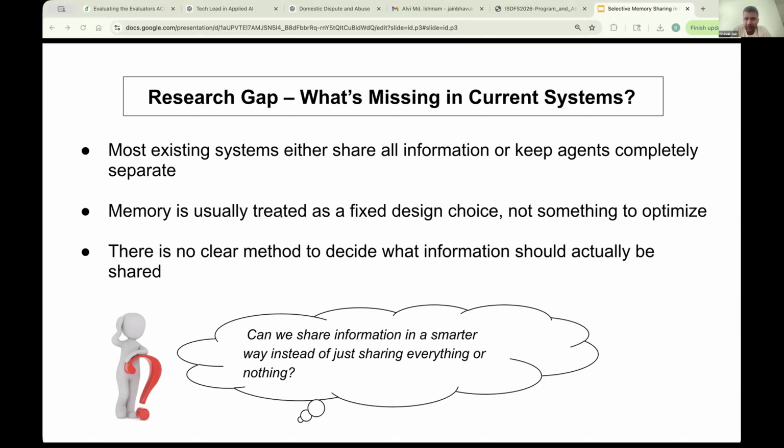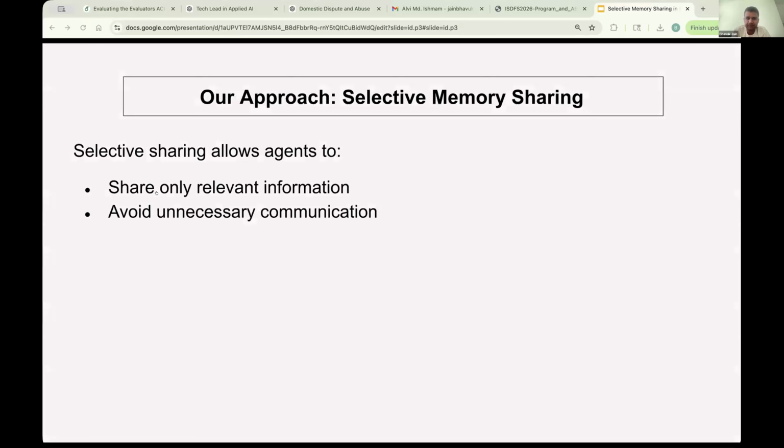Third, and most importantly, there is no clear method today to decide what information should actually be shared. Not all information is useful. Some of it, for instance, creates noise, increases cost, or even harms decision making. So, if we step back, the real gap becomes clear. We don't have a principled way to decide what to share, when to share, and why. And that leads us to the key question of this work: can we share information in a smarter way instead of just sharing everything or nothing? And that's exactly what we try to answer next.